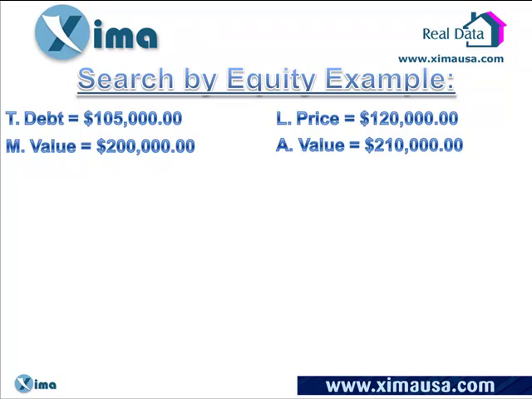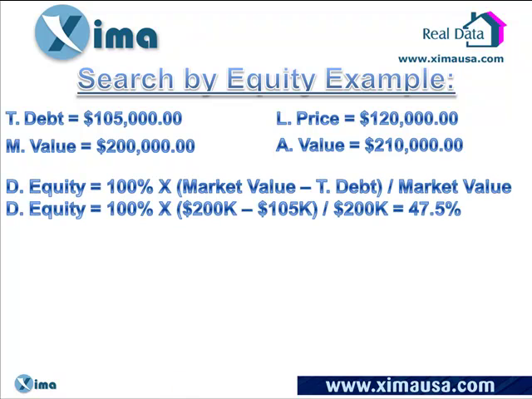So if I wanted to calculate my debt equity, I would do 100% times $200,000, which is the property's market value, minus $105,000, and I divide it by $200,000, which is the property's market value, and it tells me that this property has a 47.5 debt to equity ratio.